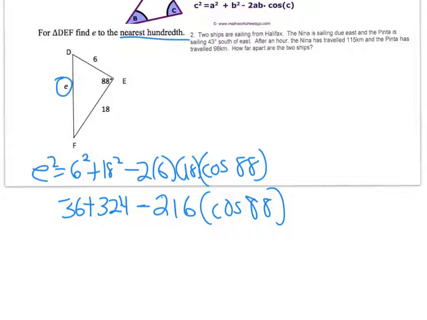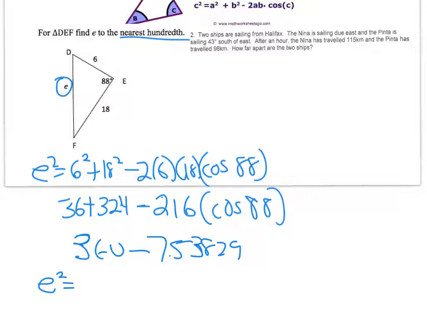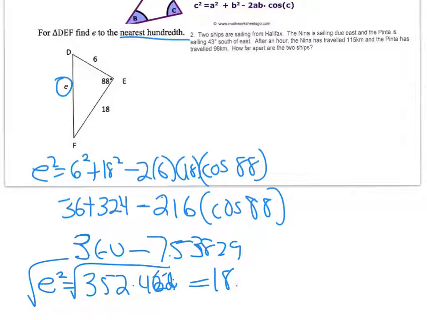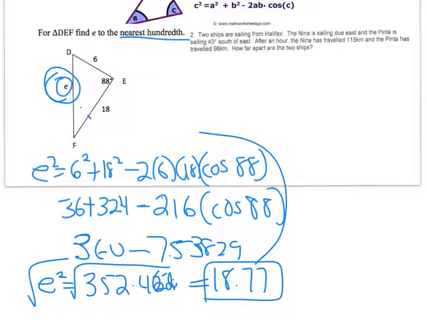And when I do that, I get something really, really small. So 36 plus 324 is going to be 360, minus 7.53829. So when I subtract that, I'm going to get e squared equals that. 352.462, not 426. 462, and then when I square root it, I get 18.77. So that's my length to the nearest hundredth. So that's how big e is. It's going to be 18.77.